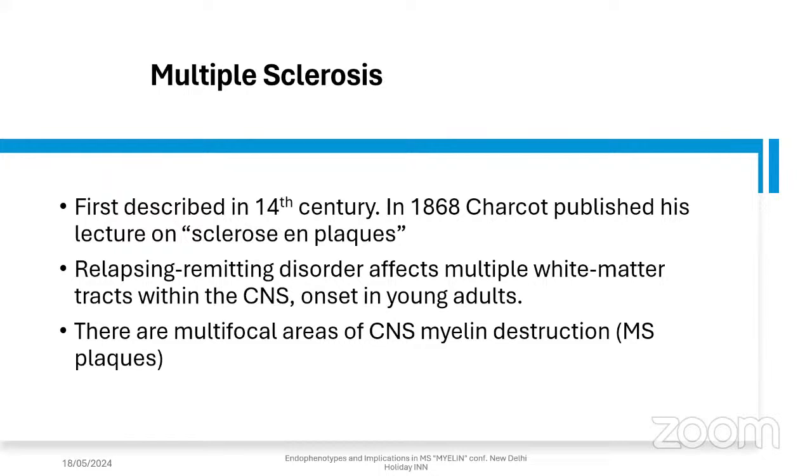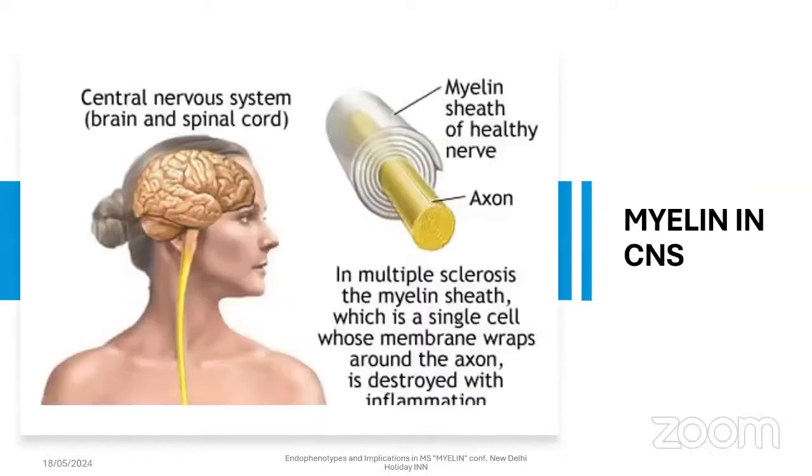Multiple sclerosis, as you know, was first described in the 14th century. In 1868, Charcot published his lecture on sclerosis and plaques. It's a relapsing remitting disorder, affects multiple white matter tracts within the central nervous system, and mostly has onset in young adults. There are multifocal areas of CNS myelin destruction. These are called MS plaques.